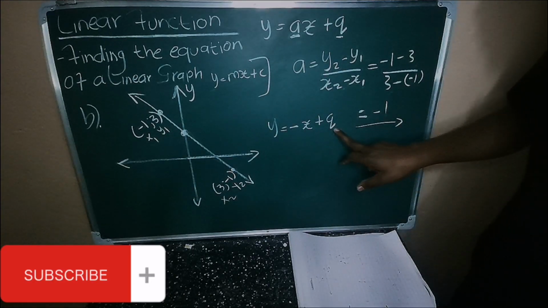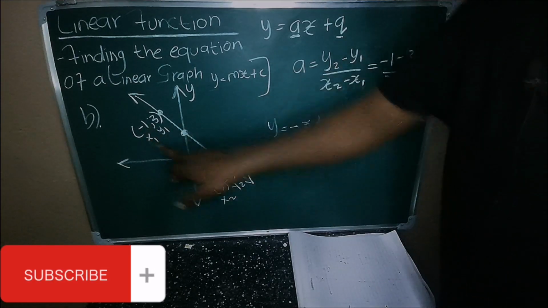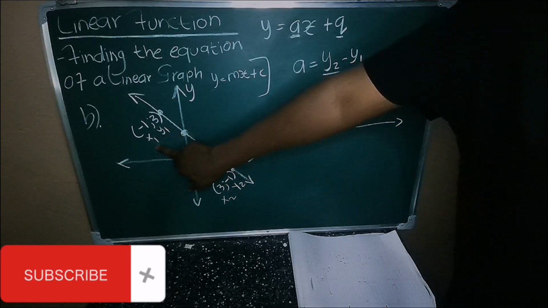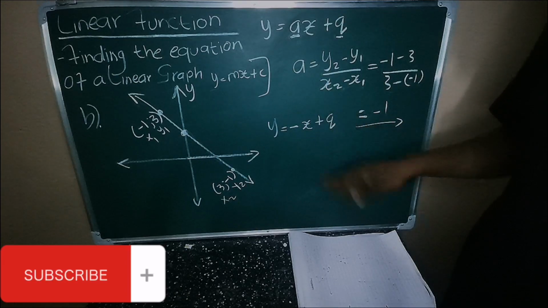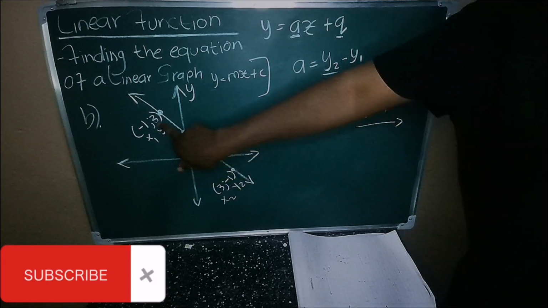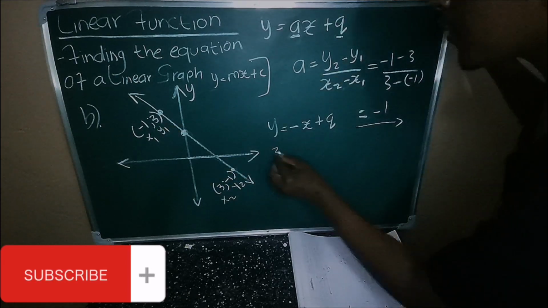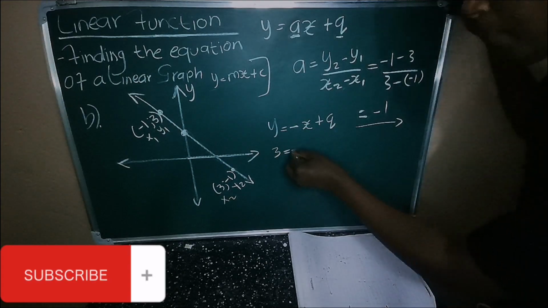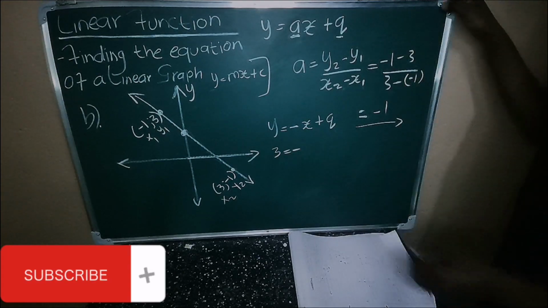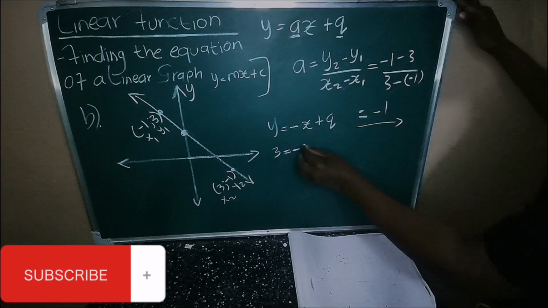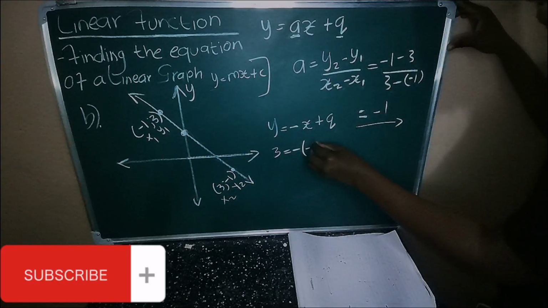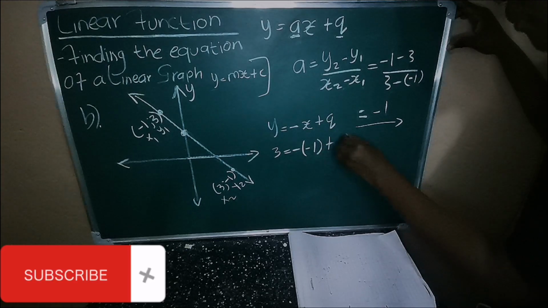So basically this means, to find q, you see x here, it is the x coordinate of the point, and you see y here, it is the y coordinate of the point. That's very basic and simple. So what is our y? It is 3. 3 is equal to minus our a, then what is our x? Our x is negative 1. We put negative 1 inside the bracket to accommodate it, plus q.